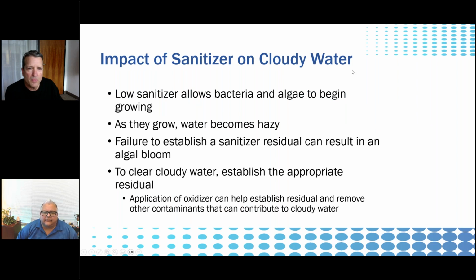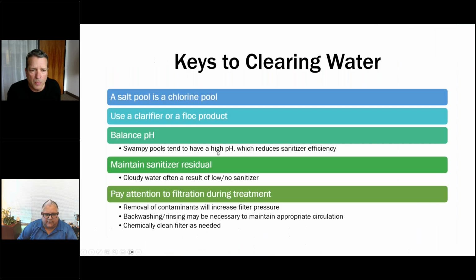And then finally, the impact of sanitizer on cloudy water. If you don't have enough sanitizer, whether you're not making enough or you have a demand, once you don't have any sanitizer, bacteria grows, algae grows, and as you see it start to grow, water tends to become hazy. The hazier it gets, the more chlorine, or algicide, or whatever you're using to clear it, the more it's going to take to reestablish clear water and your sanitizer residual. Don't rely on your boost button to do that. Again, don't be afraid to shock the pool independently of your actual cell. You will find you get much better results much faster, and it's a lot easier on your equipment.